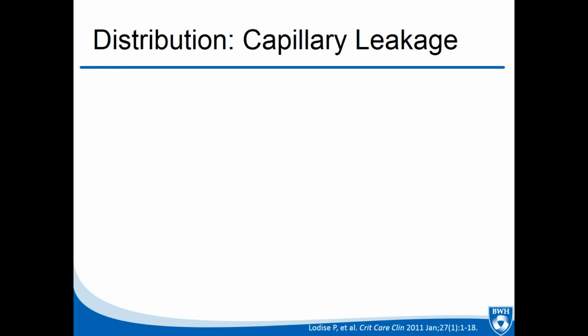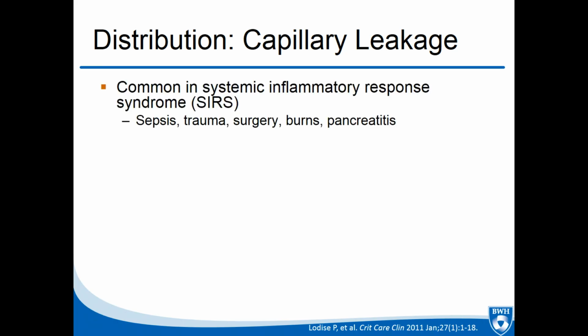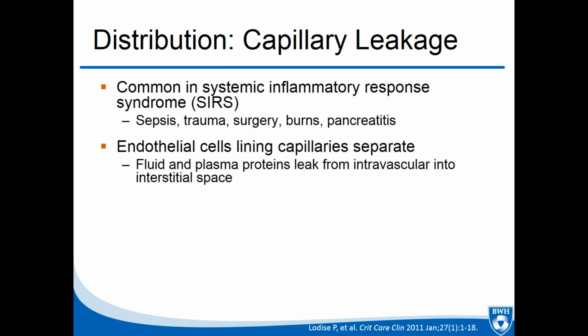So the most common distribution change we'll see in critical illness is capillary leakage. It's common in all types of systemic inflammatory response syndrome, which is not just for sepsis anymore. Obviously, with trauma, surgery, burns, and pancreatitis, patients will all appear SIRS-y at times, and as such experience that capillary leakage. The endothelial cells lining the capillaries begin to separate, and so the fluid and plasma proteins leak from the intravascular space into the interstitial space.